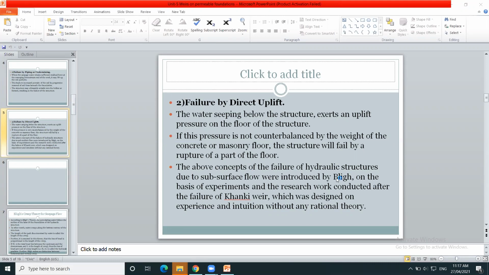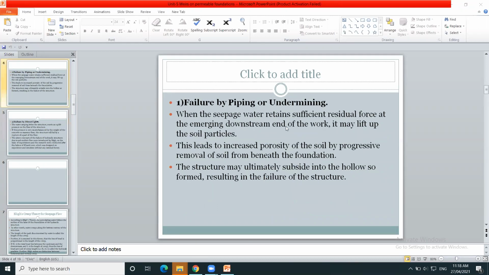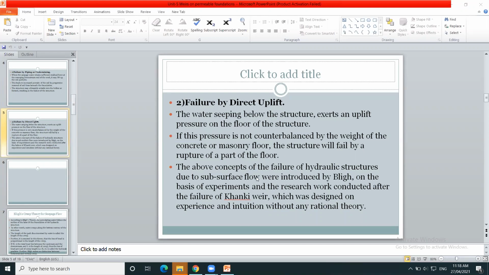These are the failures of hydraulic structures due to subsurface flow, by direct uplift or by piping or undermining. These concepts were introduced by Bligh, the scientist who developed the Bligh's Creep theory. He studied this failure of hydraulic structures on the basis of experiments and research work conducted after the failure of the Khanki weir. The theory was designed on experience and intuition without any rational theory.